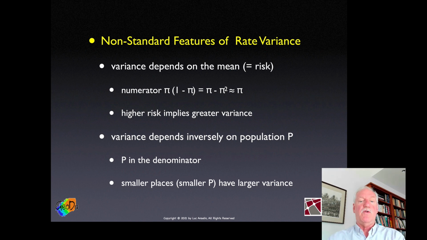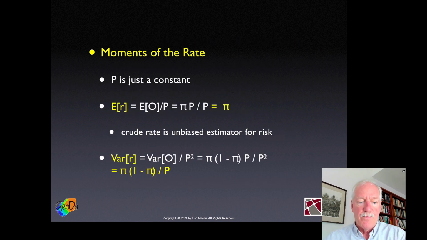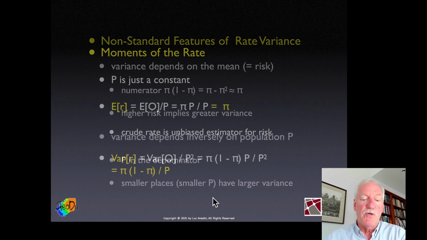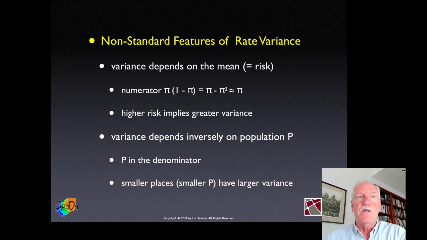So first of all, if you look at the numerator, it is a function of the mean. The mean is pi. So in a lot of distributions, you don't have that. The variance is totally separate from the mean. Here, the variance is actually a function of the mean. So that implies that if you have a larger value of pi, then your variance will be greater. So the variability of the estimate of the underlying risk depends on the magnitude of the risk. That's a non-standard feature, but it's not that serious.